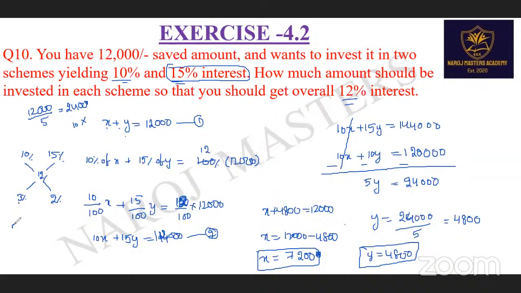2,400. So 3 into 2,400 is equal to 7,200. And here 2 into 2,400. That is equal to how much? This is 4,800. Look at the values here. The amount invested in the 10% scheme is 7,200. The amount invested in the 15% scheme is 4,800. So this is for your competitive spirit and this is for your board exam. With this, all the problems in these exercises are over.